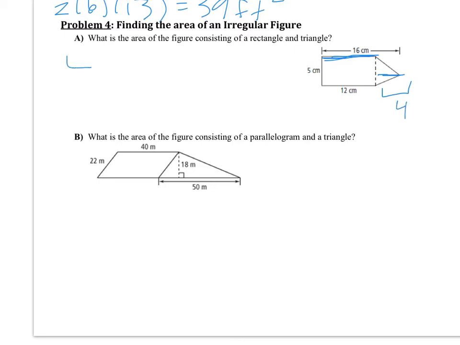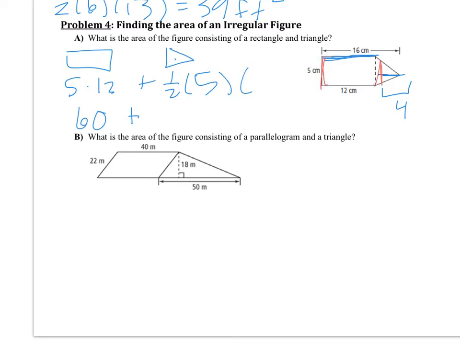So my rectangle will be 5 times 12, so that'd be 60, plus I have to add on my triangle, which is 1/2, times my base here would be 5, because this length is the same length as this, times my height. And again, my height, we already said it was 4. So that would be 10. So my total area of this compound figure or irregular would be 70 centimeters squared.